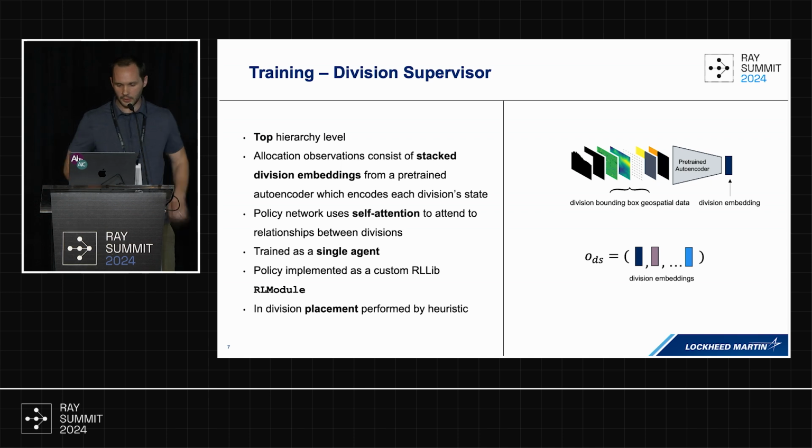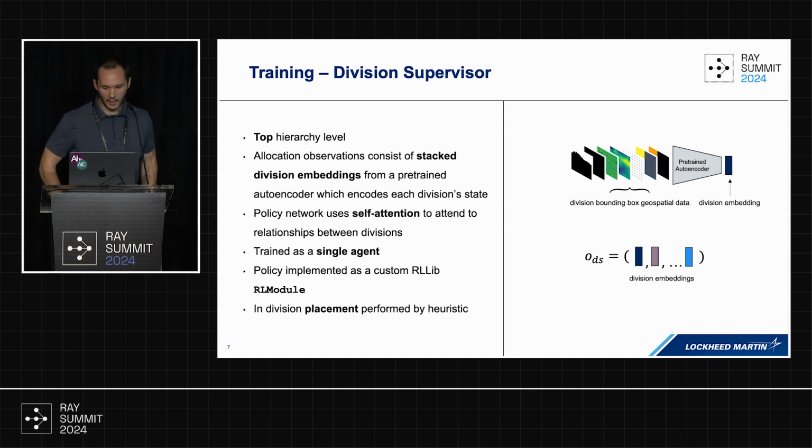And specifically the way we do this is, for each division, we take the bounding box around that division, mask out all non-division pixels, and then we compress that information with a pre-trained autoencoder that summarizes the important details into a division embedding. And so we train that outside of the RL process. So now we have a summary for each division. We stack those on top of each other, and the stack represents the full fire picture.